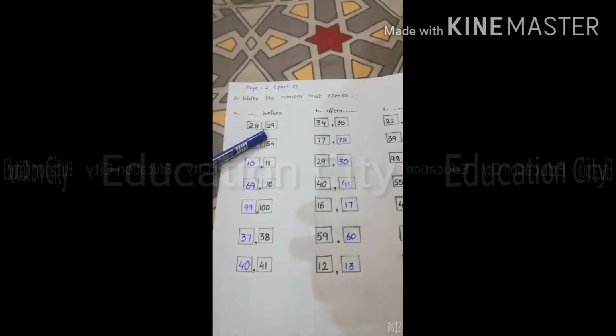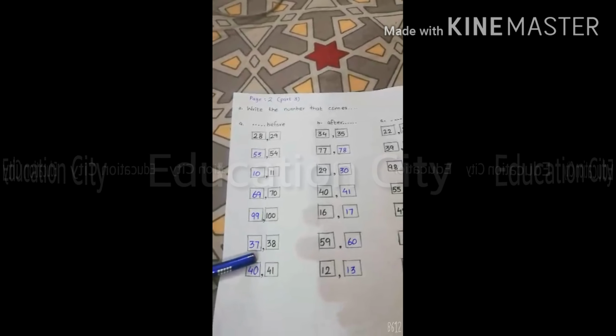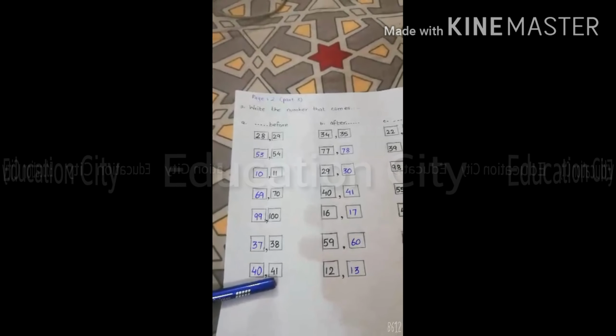Look, 28 is a before number of 29. 53 is a before number of 54. 10 is a before number of 11. 69 is a before number of 70. 99 is a before number of 100. 37 is a before number of 38. And 40 is a before number of 41.